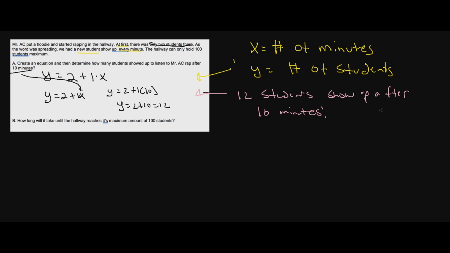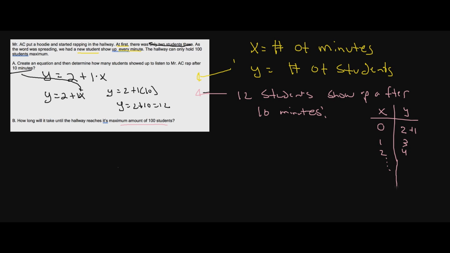Okay. Now, did I need to create an equation? No, I didn't have to. I could have made a table. It would have took a lot longer, but okay. Before anything, initially when x is 0, there was 2. And then after 1 minute, we're going to add another student, so 3. And then 4. And you can do this until you get to 10 minutes. But I'm just showing you, here's a shortcut.